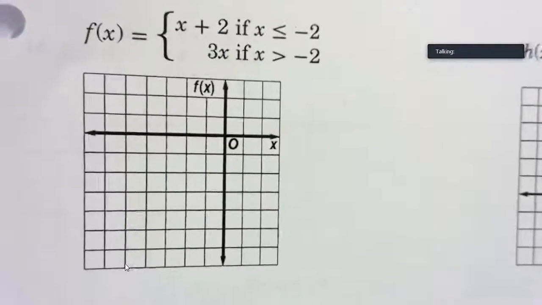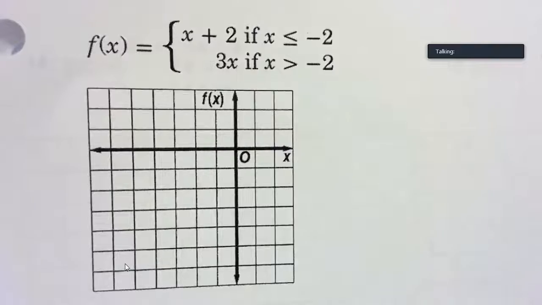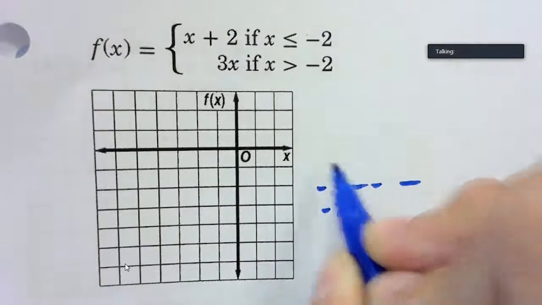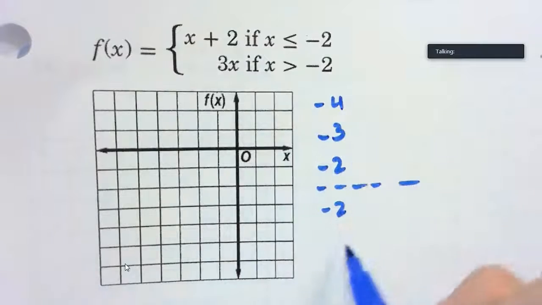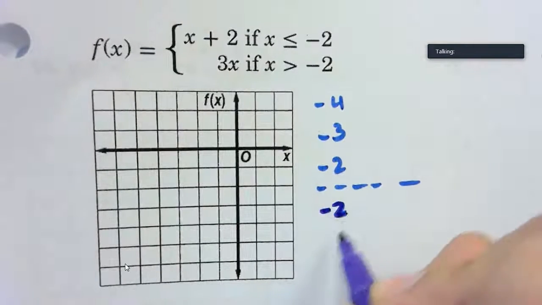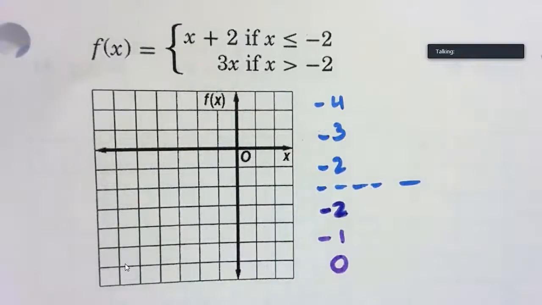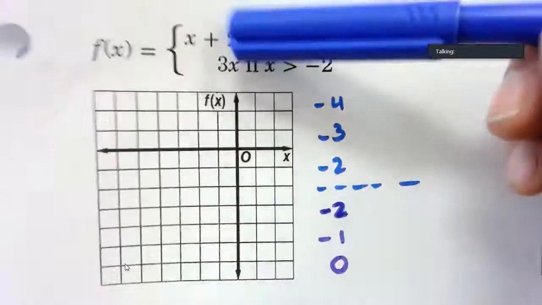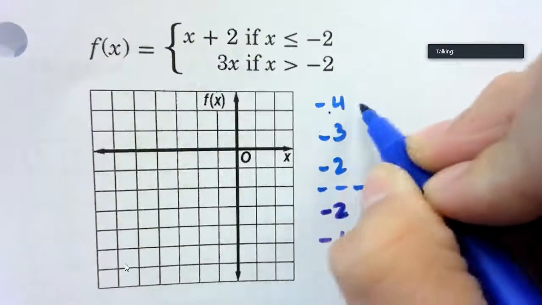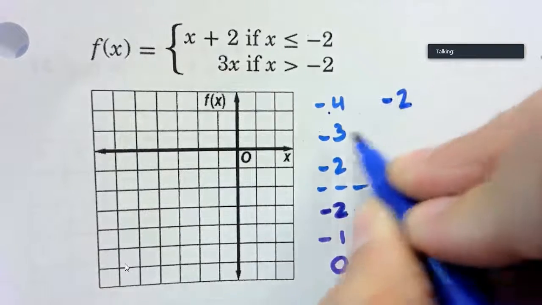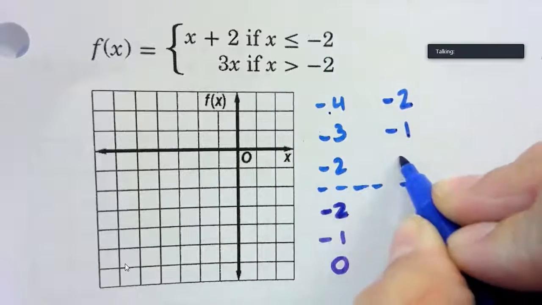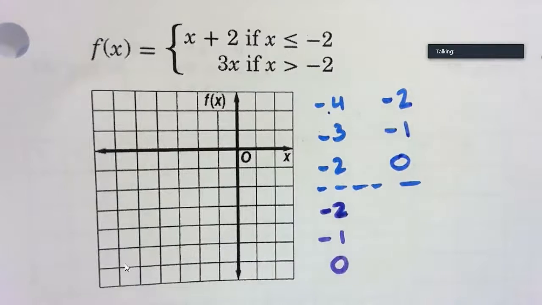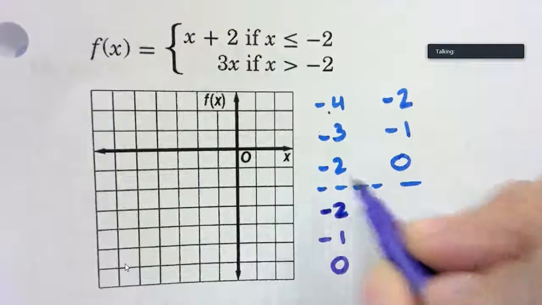Okay, where's my breaking point in the next example? Perfect. Plug in your points, fill in your table. So x values less than -2, get x plus 2. So -4 plus 2, -3 plus 2, -2 plus 2. 3x gets x values greater than -2.